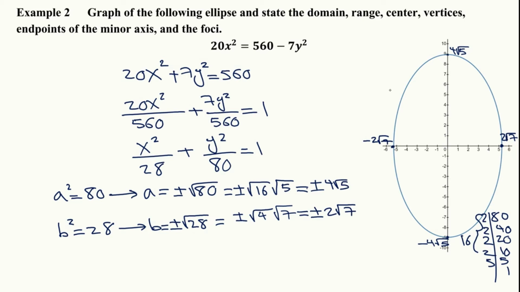So the domain is going to be running from negative 2 radical 7 to 2 radical 7. Closed interval, of course, both endpoints included. The range is going to be the closed interval from negative 4 radical 5 to 4 radical 5.